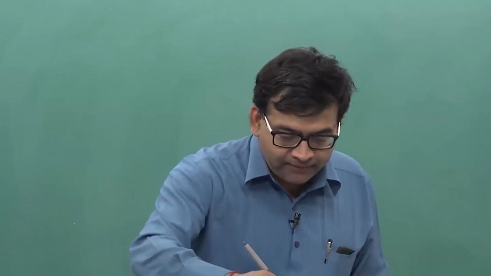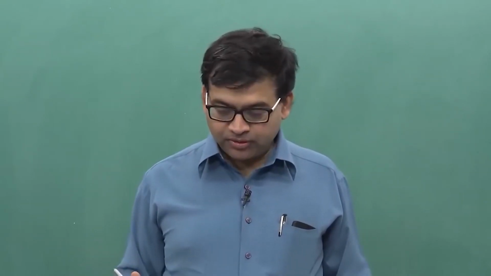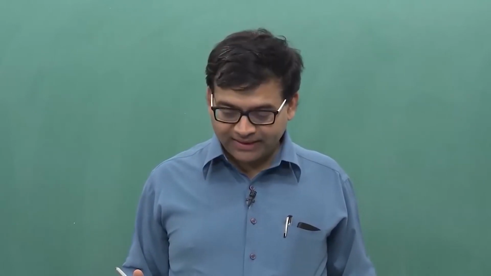In this lecture today we are going to talk about classification of convolutional codes based on the type of connections between the output and the input. Also, based on what our output bits are, we will classify convolutional codes into systematic and non-systematic codes. Then we are going to talk about how we can realize a convolutional code using shift registers.